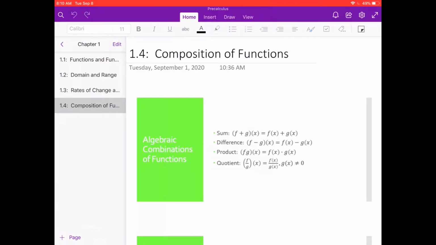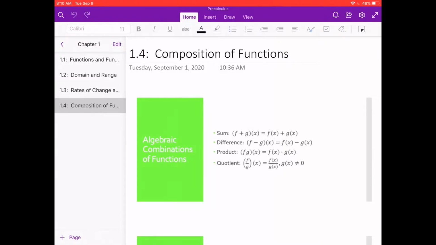This is section 1.4, composition of functions. So we're going to talk about putting two functions together in various ways today. We're going to start with algebraic combinations of functions. Our algebraic combinations are sum, difference, product, and quotient.